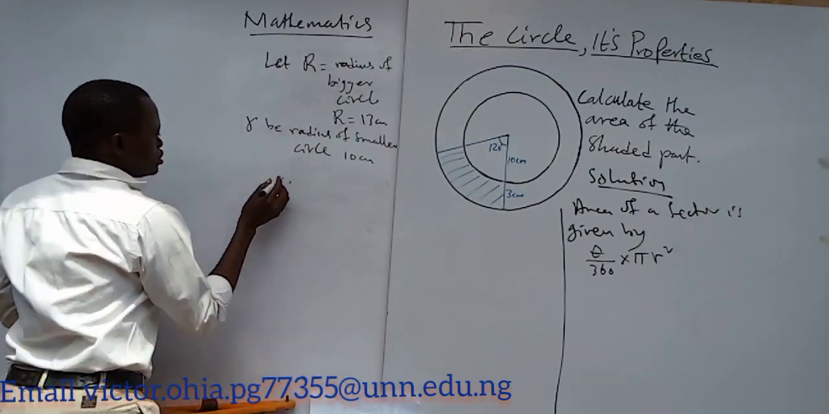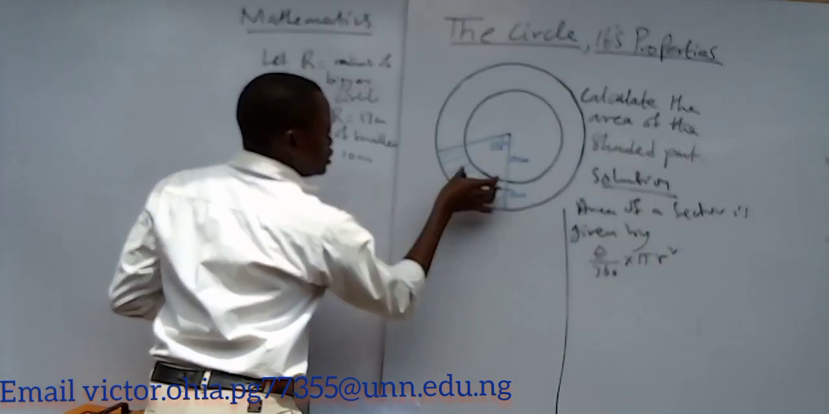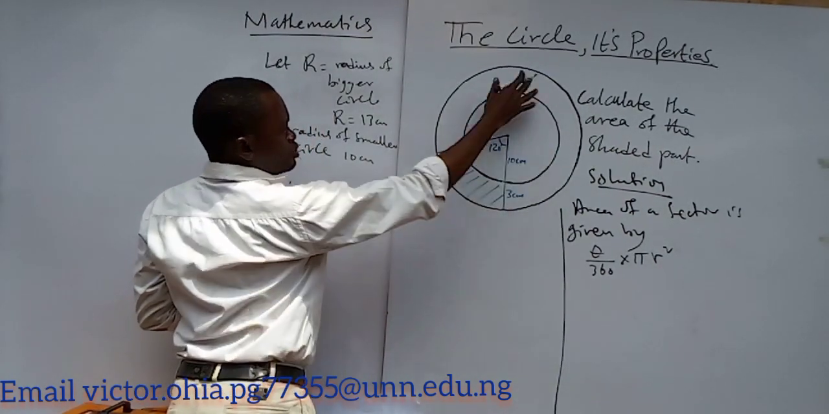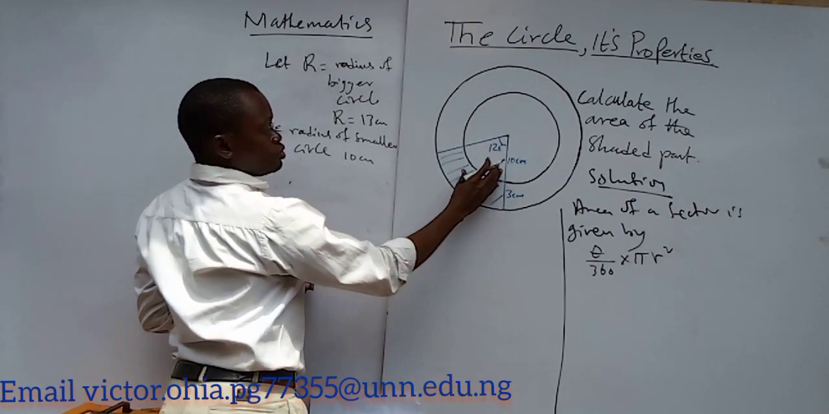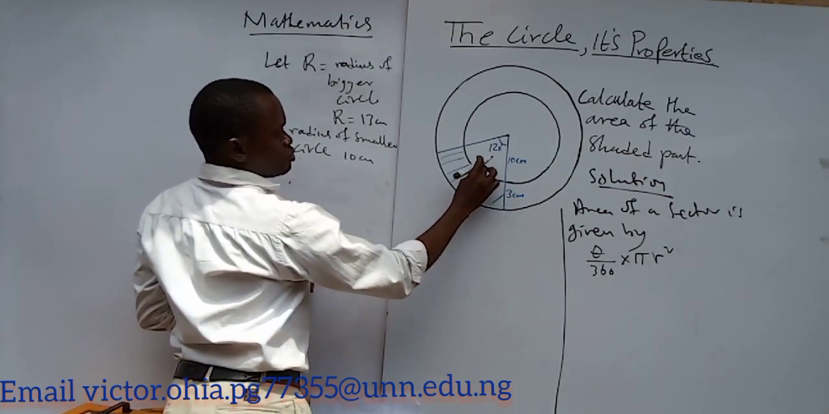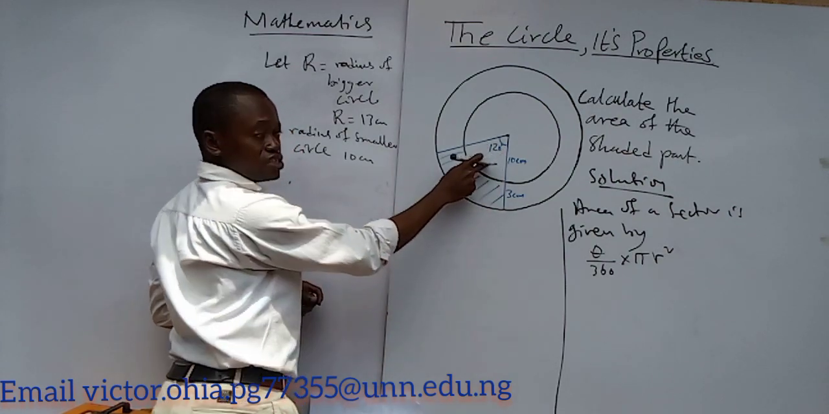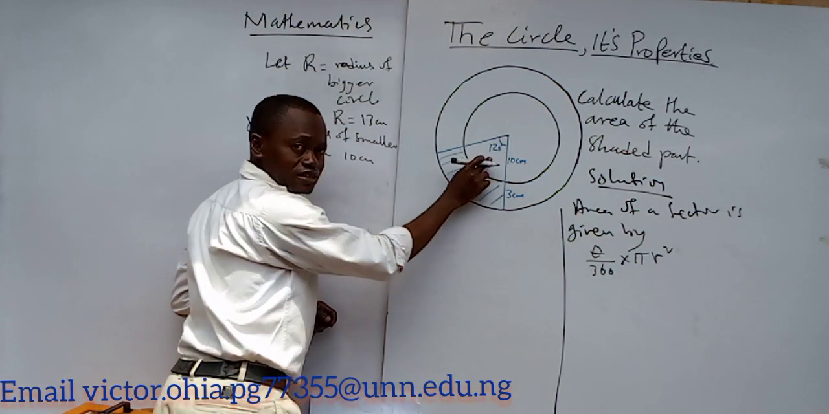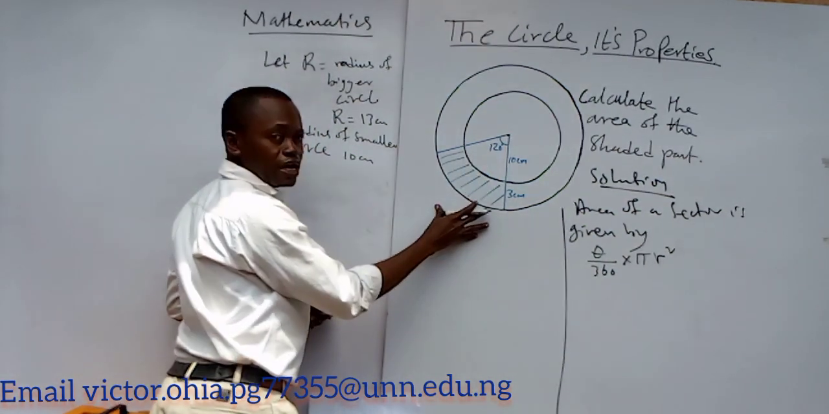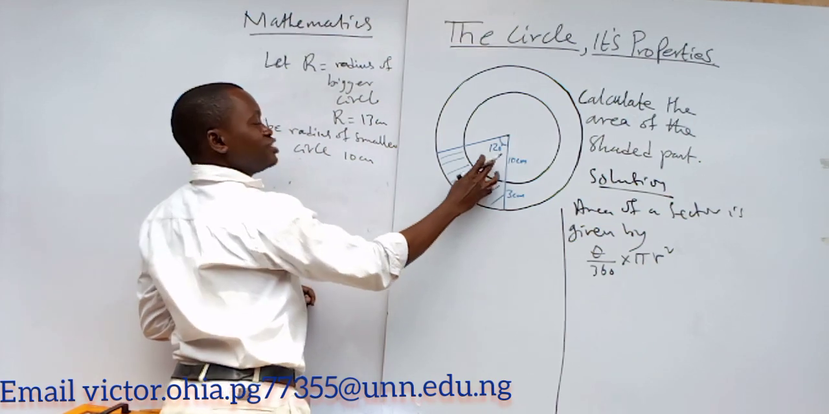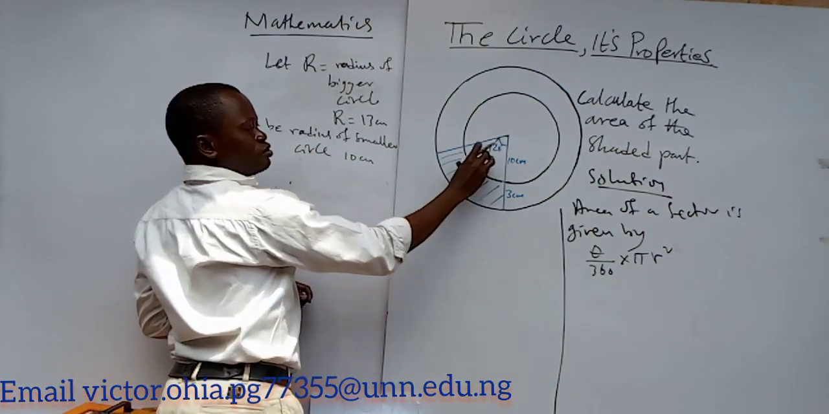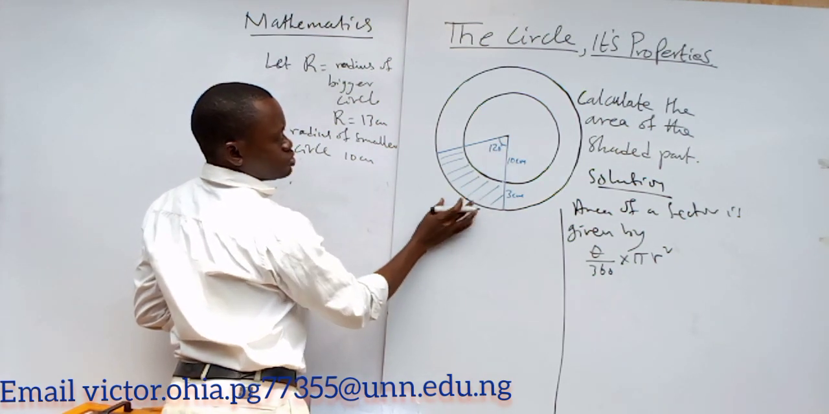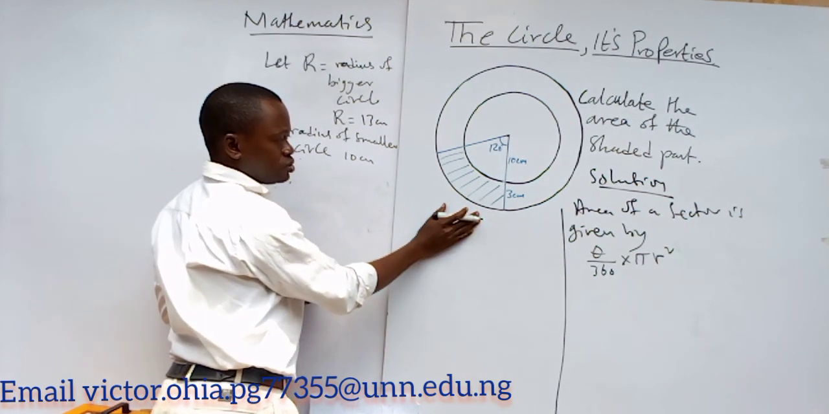So what we need to do to get the area of this shaded portion is the area of the bigger sector minus the area of the smaller sector. This part that is not shaded is the smaller sector. This part that is shaded and this part that is not shaded make up the bigger sector. So if we calculate the area of the bigger sector and remove the area of this smaller sector, which is not shaded, the remaining will be the area of the shaded part. I'm sure that explanation is taken.